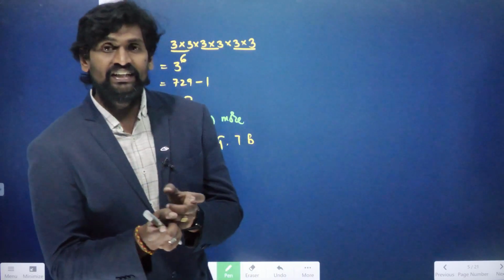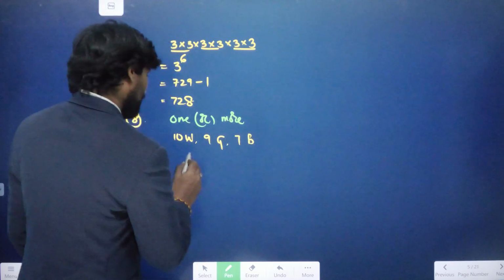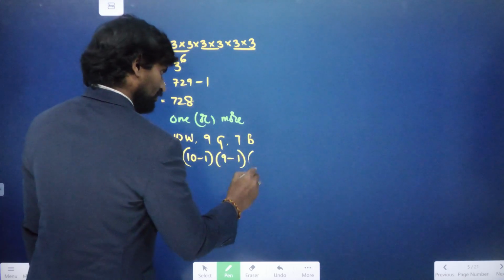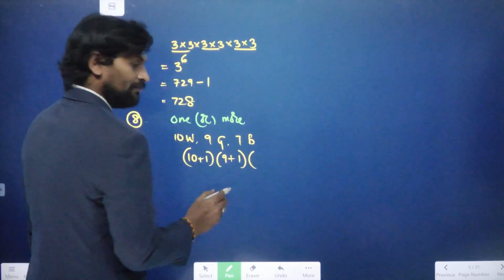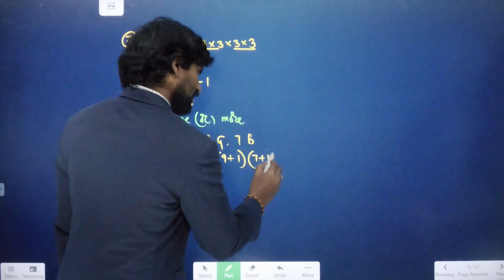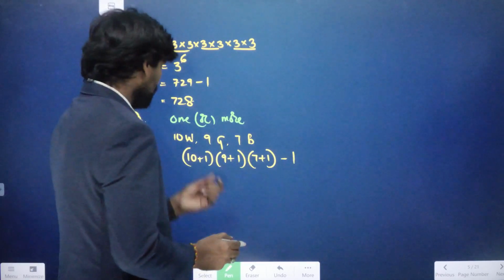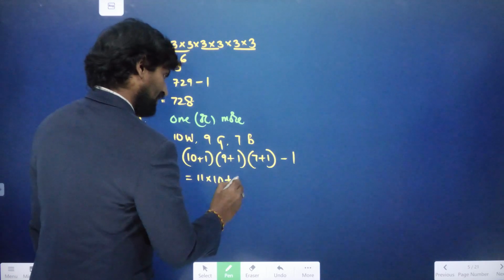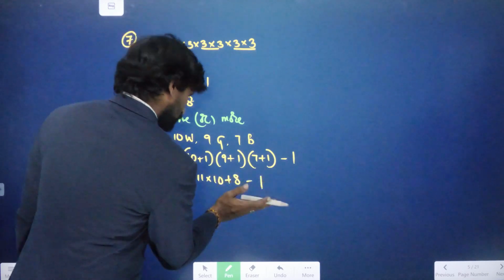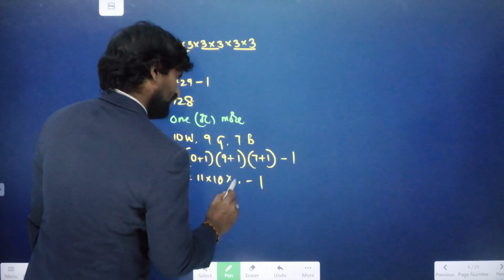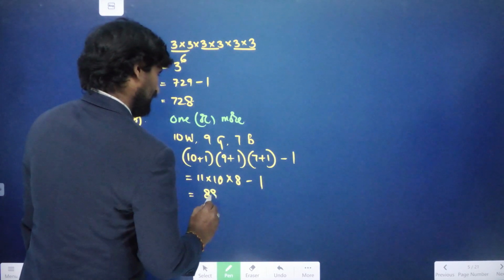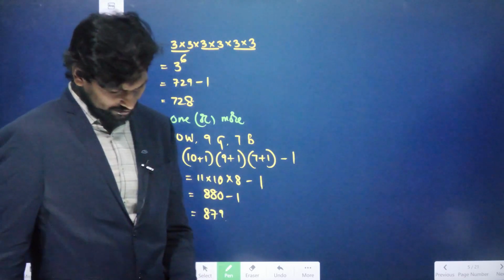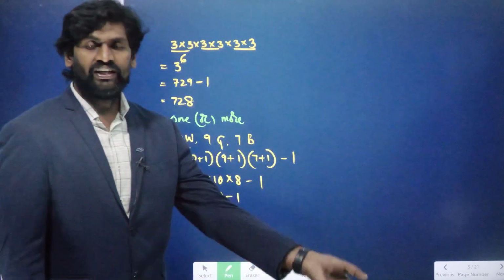So whenever you see a sentence like one or more, we arrange it as 10 plus 1 into 9 plus 1 into 7 plus 1 minus 1 combinations. So 10 plus 1 is 11, 9 plus 1 is 10, and here 8. So 10 into 11 into 8 is 880, minus 1, 879. The answer will be 879.